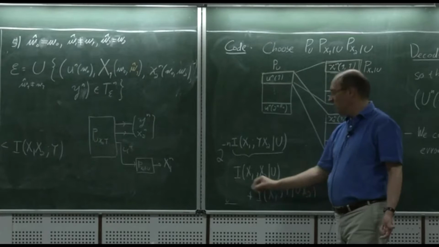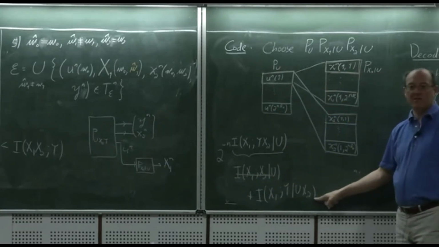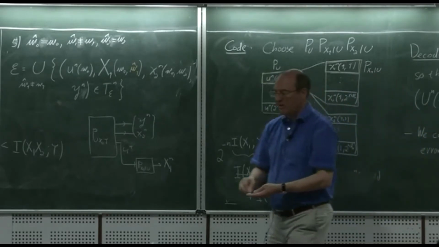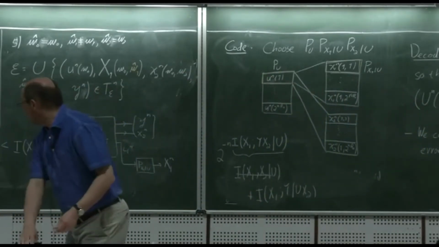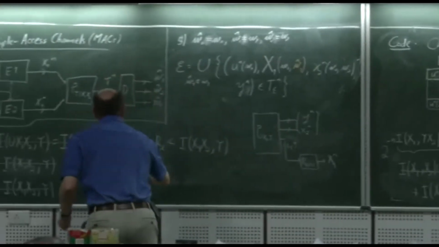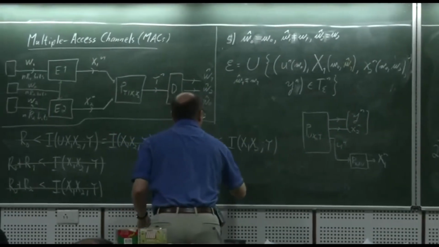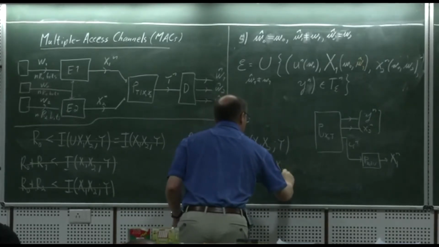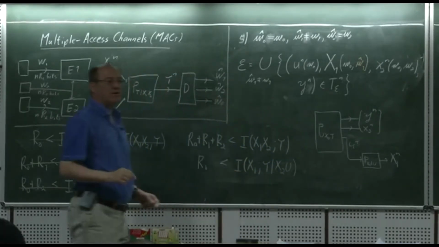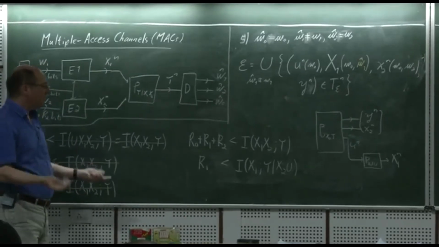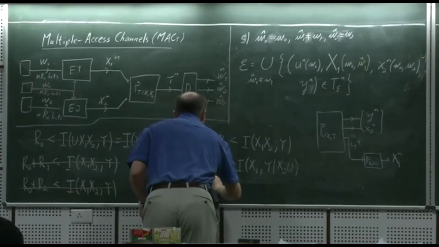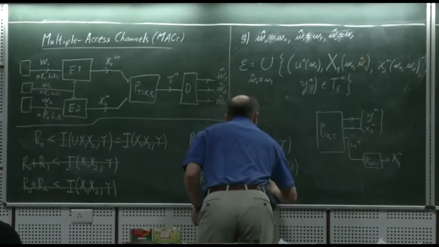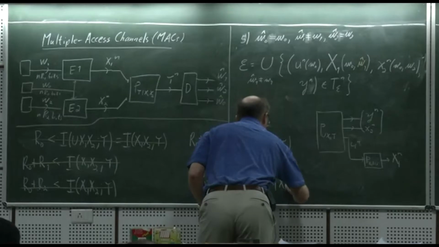That's 0, right? So this simplifies to that. But fundamentally, I should put both in given the statistical test I have. So we get a new bound, namely R1 less than I(X1; Y | X2, U). That's where this kind of bound comes from. By symmetry, we get R2 less than I(X2; Y | X1, U). Just repeat everything.